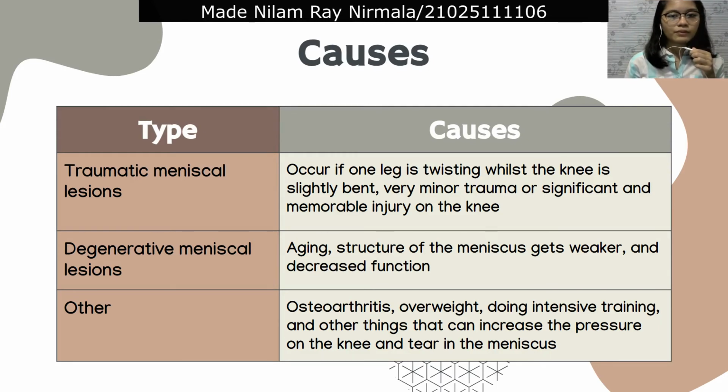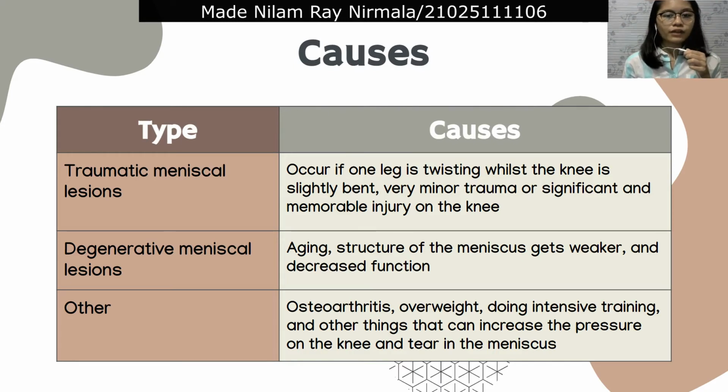The other type of meniscal lesion is degenerative meniscal lesion, which commonly occurs in the medial meniscus, specifically on the posterior horn. It often occurs in middle-aged or elderly subjects and is rarely found at a younger age. As we are getting older, the structure of the meniscus gets weaker and its function will decrease.